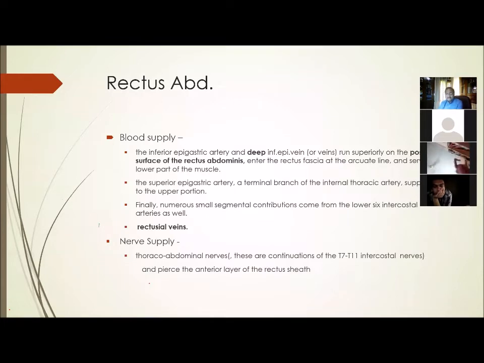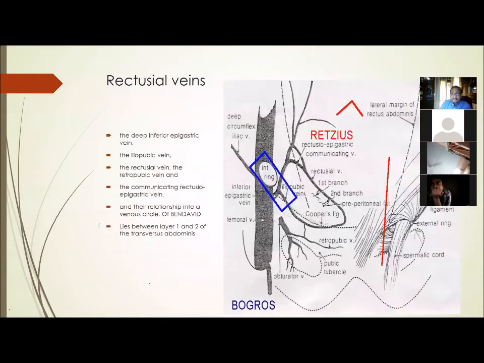The nerve supply: thoracoabdominal nerves, continuation of T7 to T11 intercostal nerves, and they pierce the anterior layer or the anterior part of the rectus sheath. That is where they enter, right? Now, this is what it's all about. This is basically the rectus group of veins. If you look at this figure, this is the rectus vein. This is the lateral edge of the rectus abdominis muscle, and this is the rectus vein, and it has a number of tributaries to it.